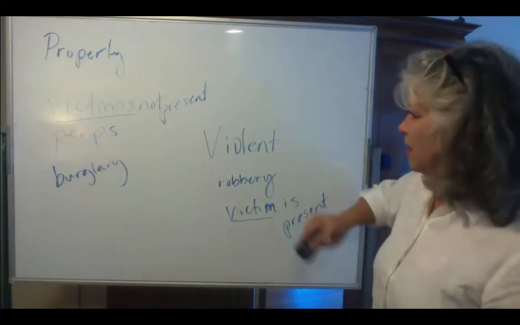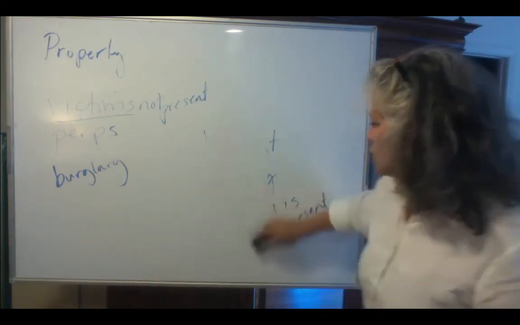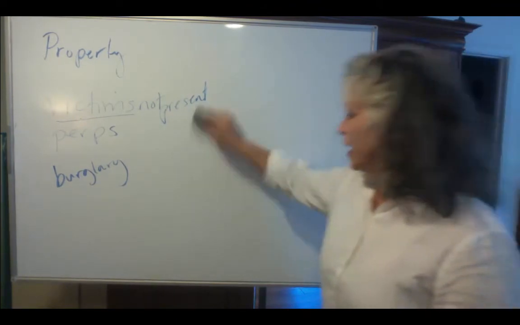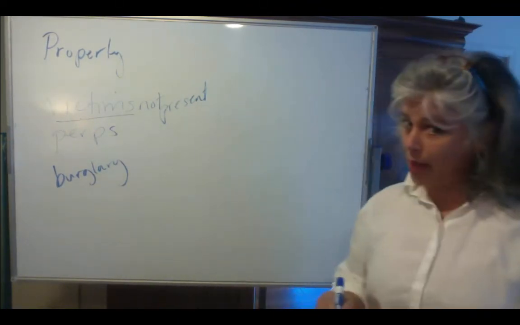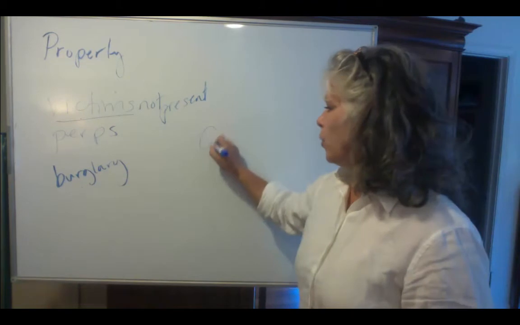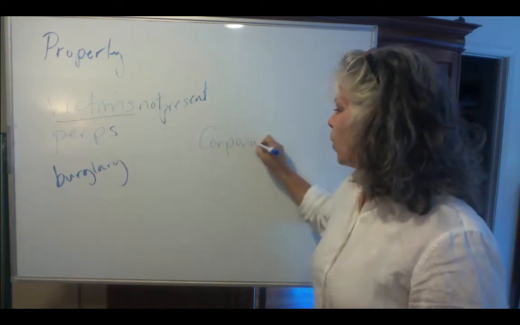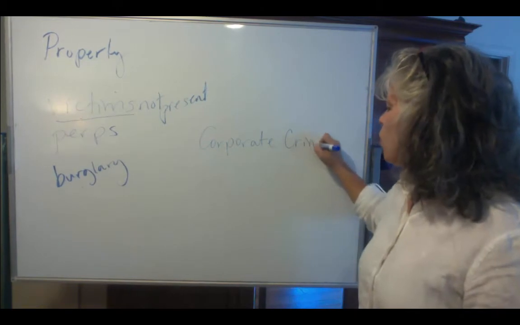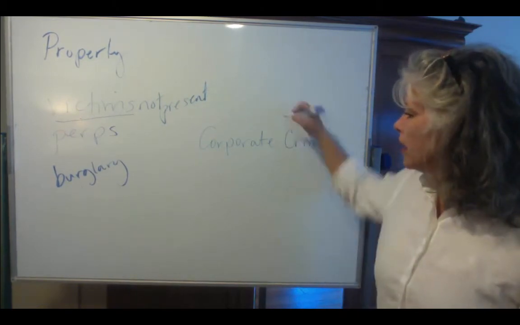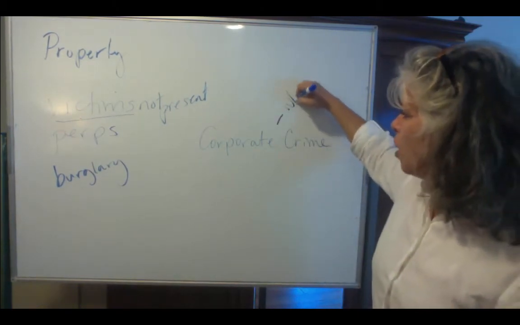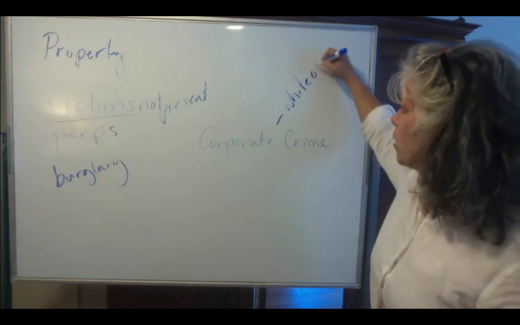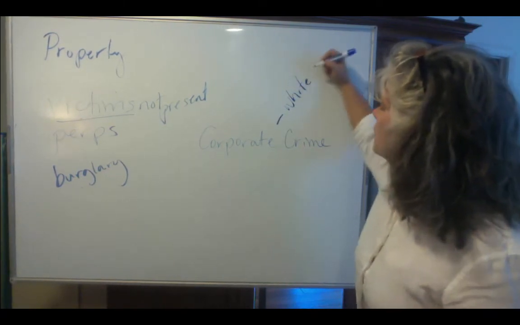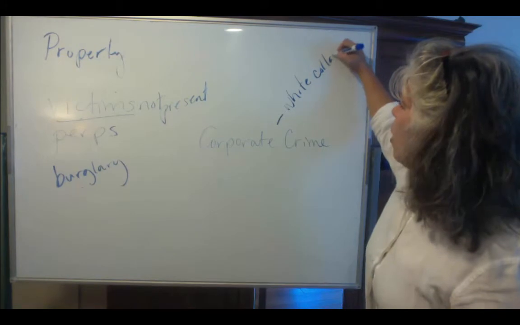Let me erase just this violent crime one over here, and let me give you another example of a category of crime that I'm going to talk about, and that's corporate crime. And while you're reading about corporate crime, you will hear about a particular type called white-collar crime. I can't write on the whiteboard today.